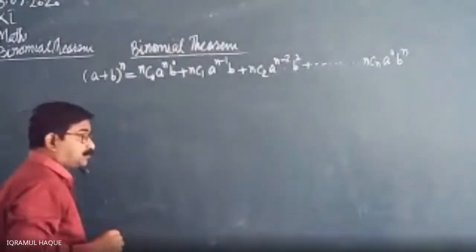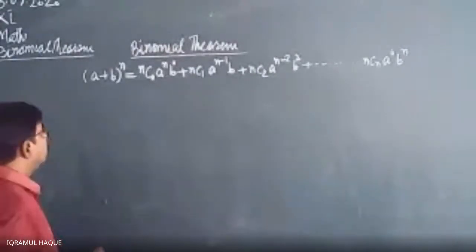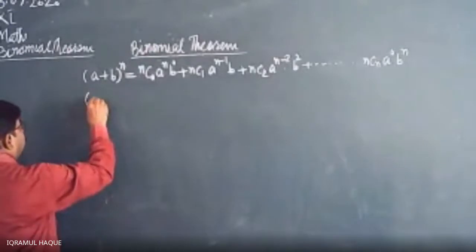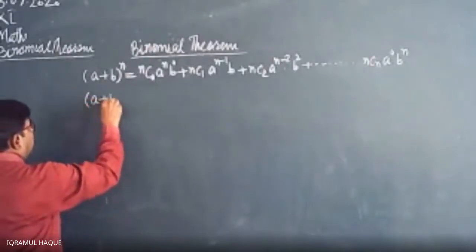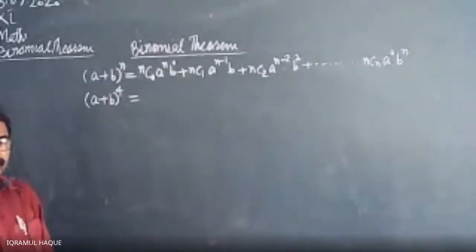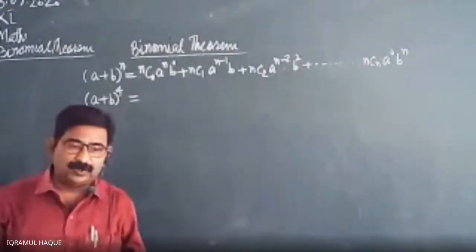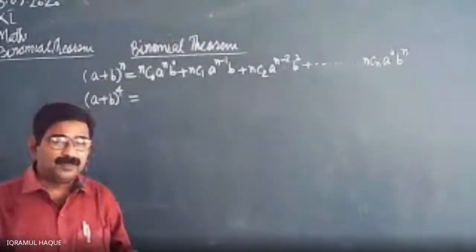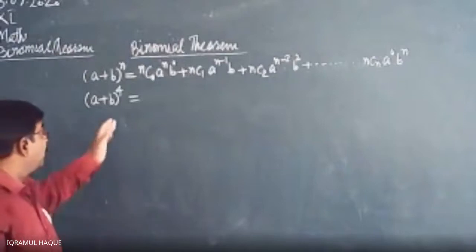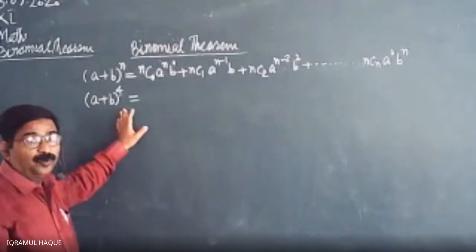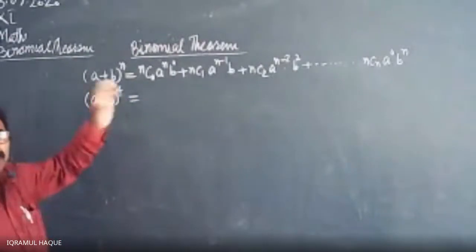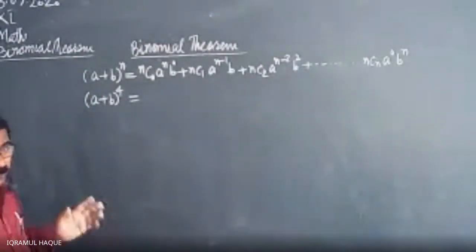Like, I am going to give an example. Suppose here we have (a + b) to the power 4. Generally, students learn the formula of (a + b) whole square, (a + b) whole cube, but (a + b) whole to the power 4 is not learned. So how to find (a + b) to the power 4, (a + b) to the power 5, (a + b) to the power 10, 13, 50, 100, whatever the exponent is.